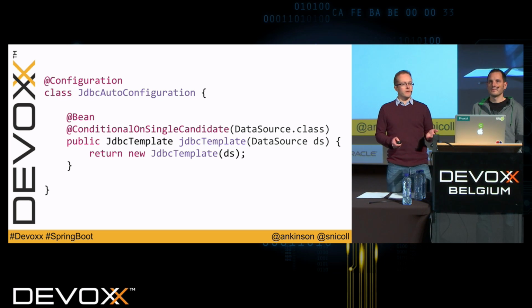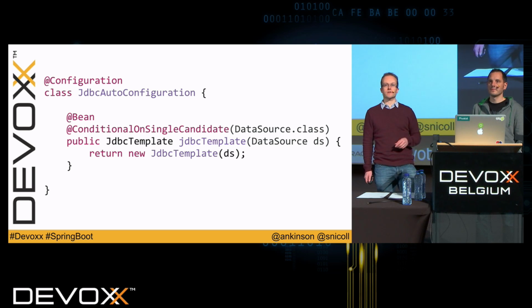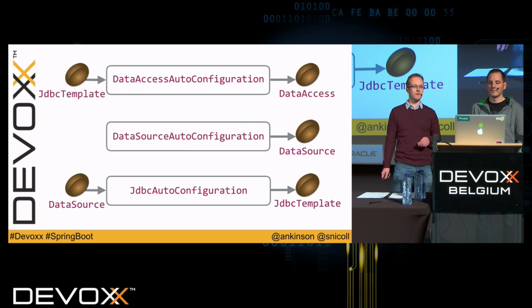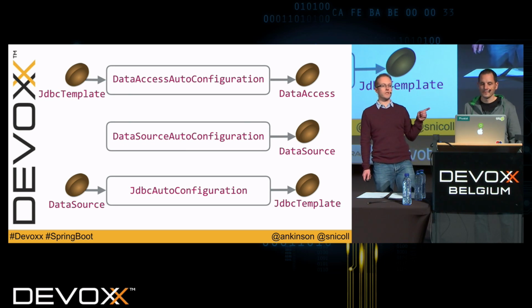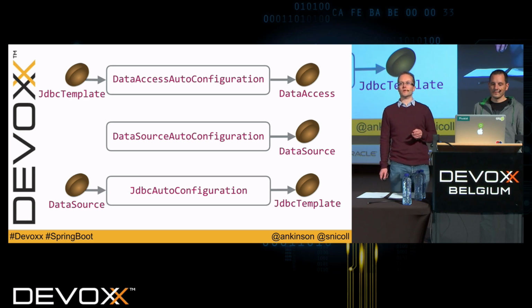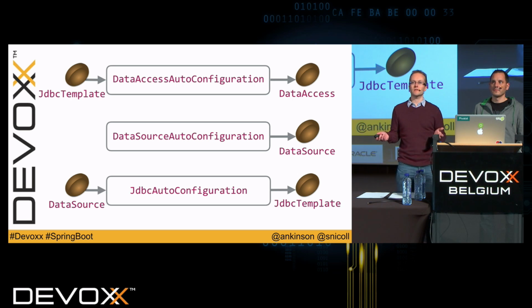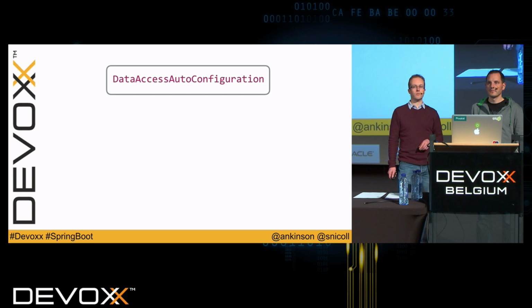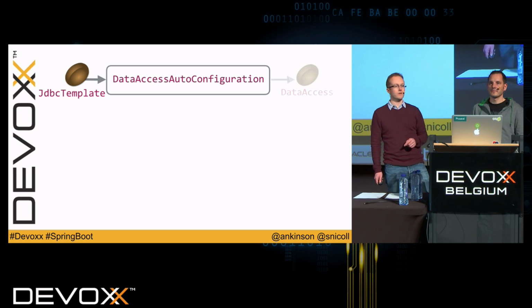And then lastly, we have some auto-configuration that's going to create our JDBC template, and it consumes the data source and uses that to create the JDBC template. So we've got these three auto-configuration classes. Data access auto-configuration is consuming a JDBC template and using that to produce our data access object. Data source auto-configuration doesn't have any inputs, but it creates the data source bean as an output. And then we have the JDBC auto-configuration, which consumes the data source and produces the JDBC template. Now, if they just ran in the order that we can see here, data access auto-configuration wants a JDBC template, but we don't have one.